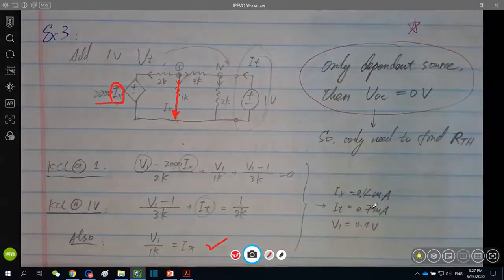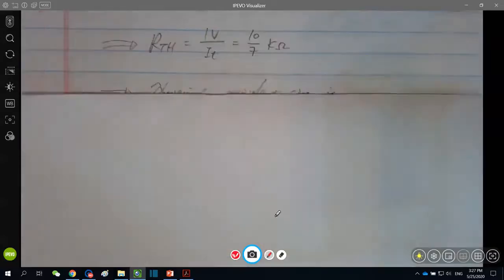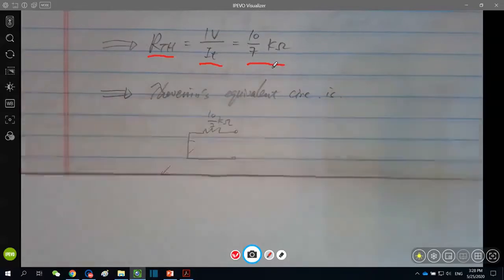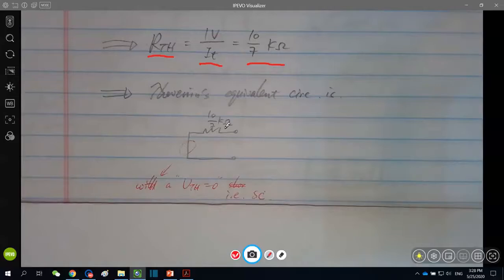And what we really care about is IT itself. It turned out to be 0.7 milliampere. And as we have discussed, RTH just equals VT over IT, 10 over 7 kilo ohm. With this RTH, the corresponding Thevenin equivalent circuit is like this. As said, VTH is 0. And 0 voltage means short circuit, not open circuit. Be very careful on that too. Okay, so these two terminals are labeled A and B. This is the answer as the Thevenin equivalent circuit.